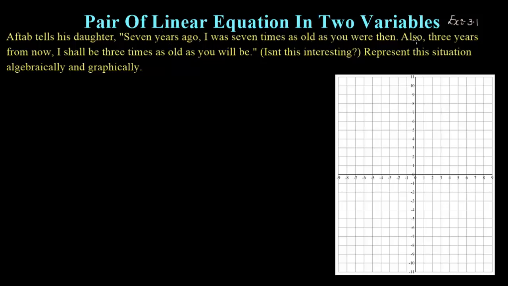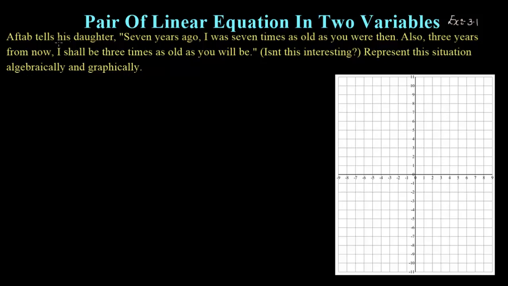Okay, so now one more sentence he's telling. Also, 3 years from now means from here 3 years, I shall be 3 times as old as you will be. So the past age he has just predicted with the sentence, and the future age. So you can observe two equations you may get out of this, right? Then they have asked you to represent this situation algebraically and graphically.